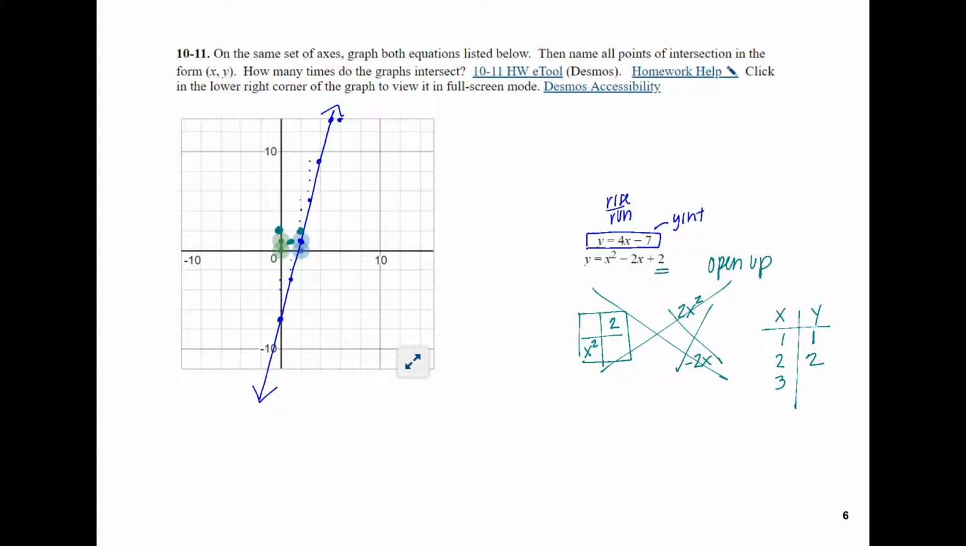I notice that my parabola is starting to go back up. When I plug in 3, I get 5. I notice that these two graphs intersect at the ordered pair 3, 5, so there is only one solution to this system of equations.